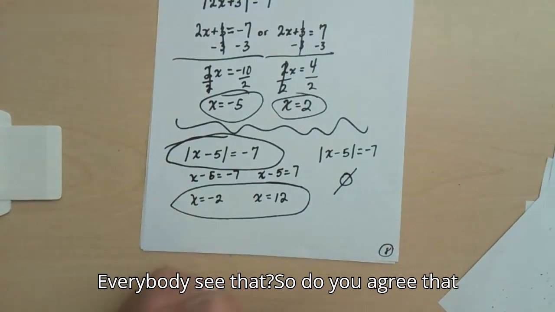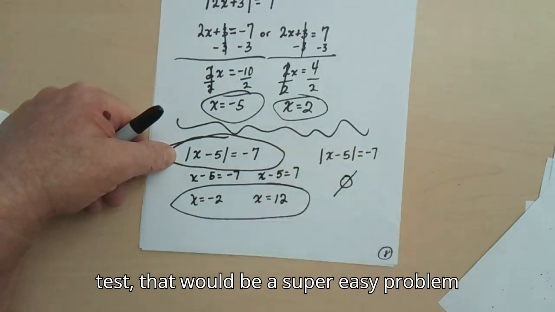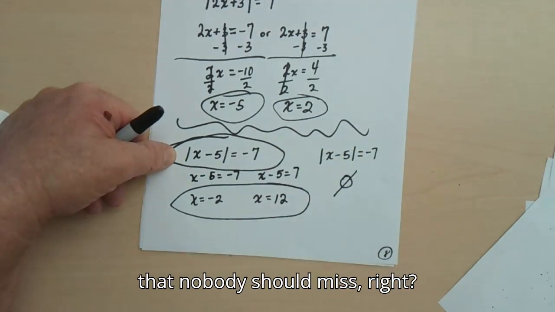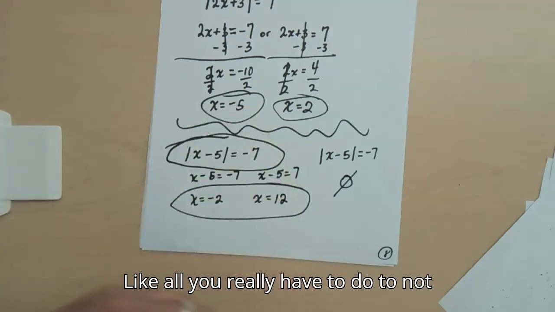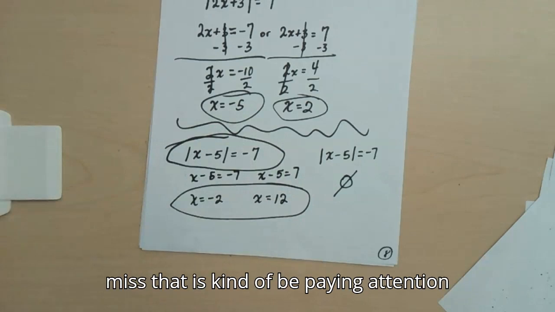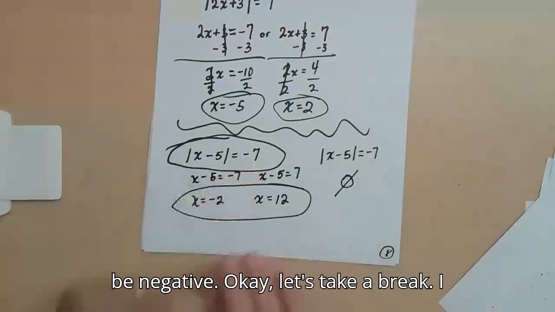Everybody see that? So do you agree that if I did have something like that on the test, that would be a super easy problem that nobody should miss, right? Yep. All you really have to do to not miss that is be paying attention and know that absolute values can never be negative.